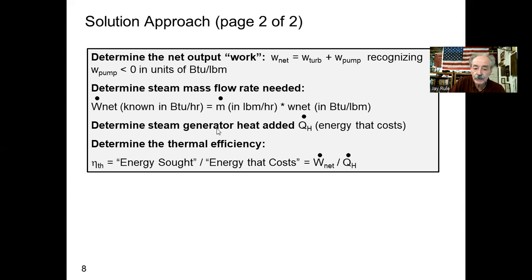Then we're going to study the steam generator heat added. We've got to have that for the thermal efficiency, so that'll be one of our final steps. And so then finally, we need to find the thermal efficiency of the power plant. It's the energy sought over the energy that costs. If we own the power plant, we're seeking net power, and what it costs us is the fuel required to run the steam generator, Q dot H.